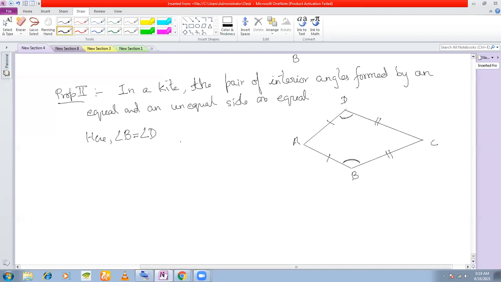Okay. So angle B is equal to angle D. This is the property. So note here that angle B and angle D are equal, but angle A and angle C are not equal.